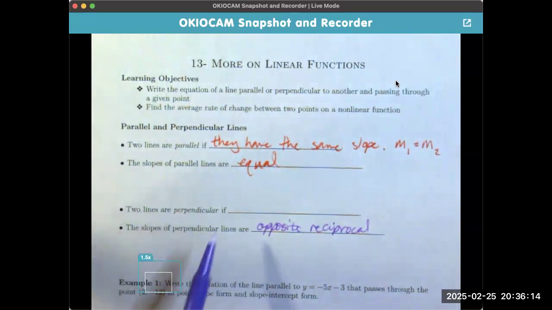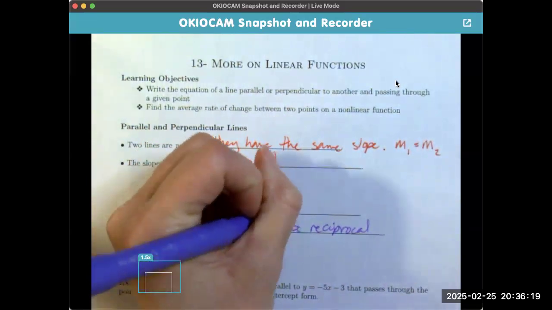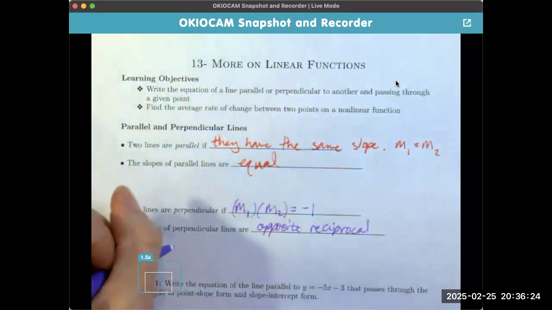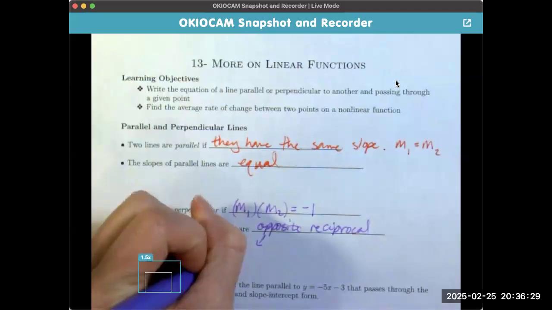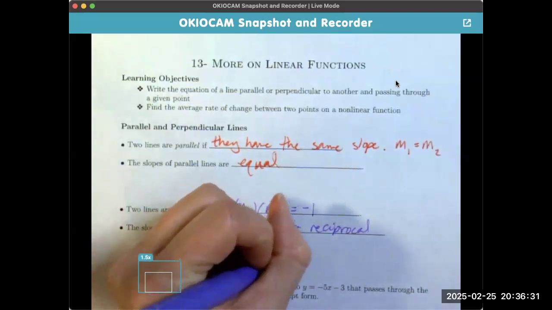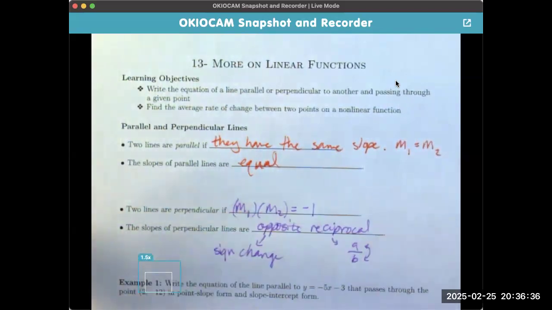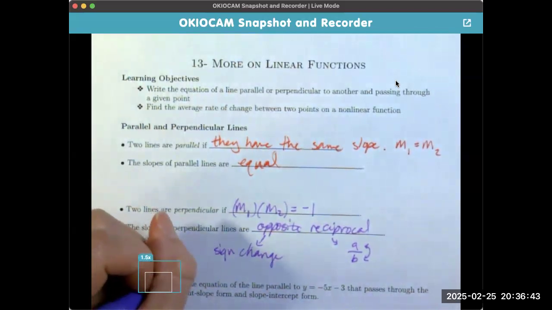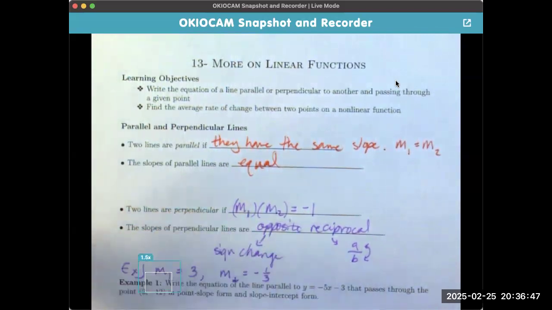Okay, so two lines are perpendicular if slope 1 times slope 2 is equal to -1. They're opposite reciprocals, meaning opposite is a sign change, and reciprocal means the numerator and denominator switch. So for example, if slope 1 is 3, then the slope perpendicular to 3 would be -1/3.